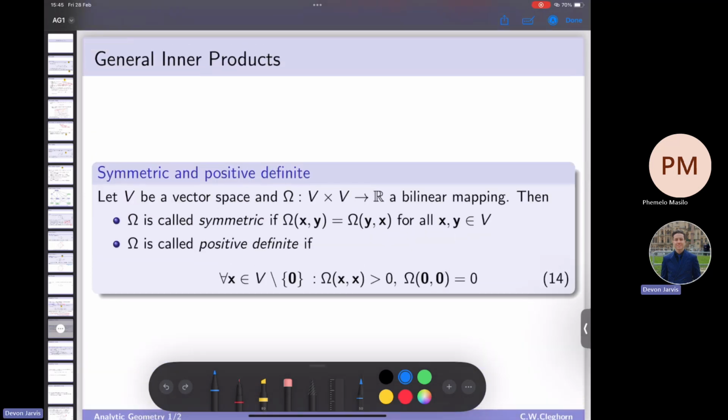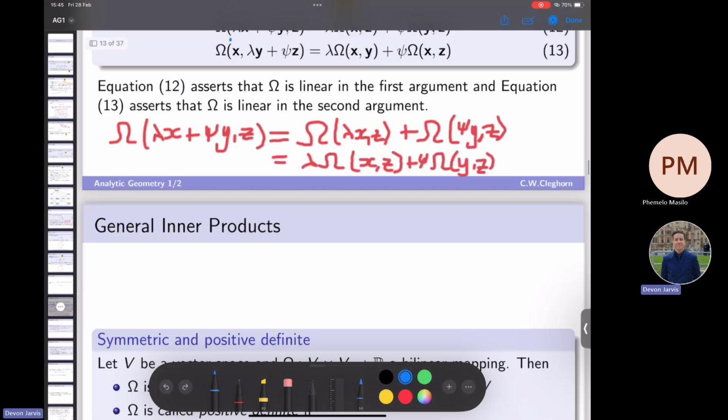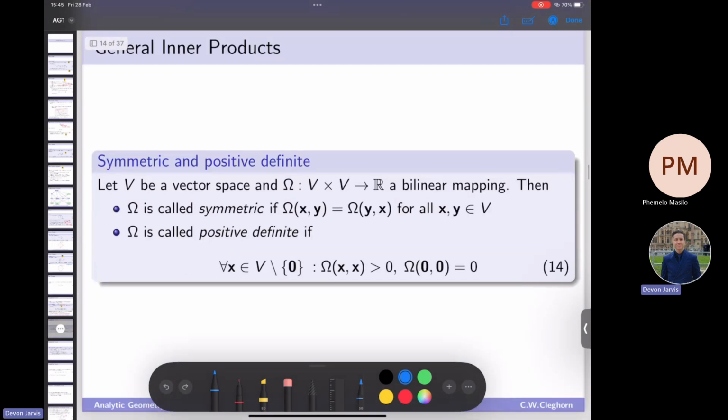Okay, then we have the notion, so that's bilinearity. Then we have symmetry and positive definiteness. So let V be a vector space, and we have some bilinear mapping. Again, we have two arguments that are both vectors, mapping onto R. So they are now going to be bilinear mappings. Then omega is called symmetric if I can swap the order of my two arguments. This isn't going to be generally true for most mappings, but if I can, then that mapping is symmetric.